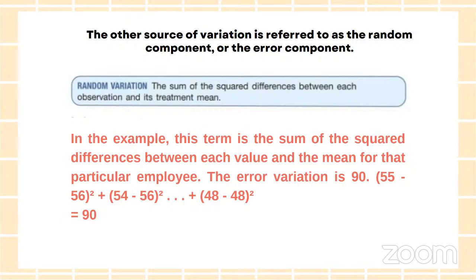The other source of variation is referred to as the random component or the error component. Random variation is the sum of the squared differences between each observation and its treatment mean. In the example, this term is the sum of the squared differences between each value and the mean for that particular employee. The error variation is (55 minus 56) squared plus (54 minus 56) squared plus, and so on, through (48 minus 48) squared, which equals 90.